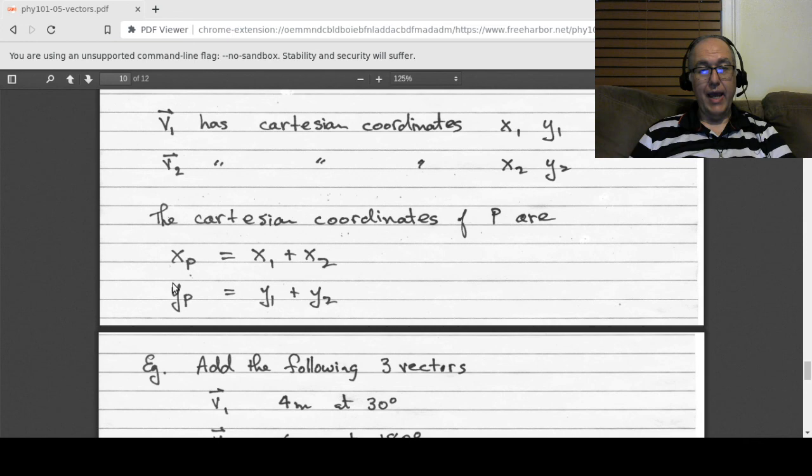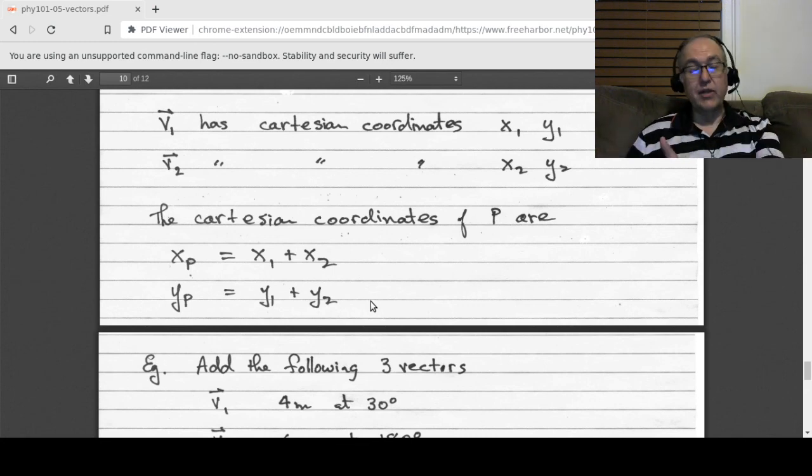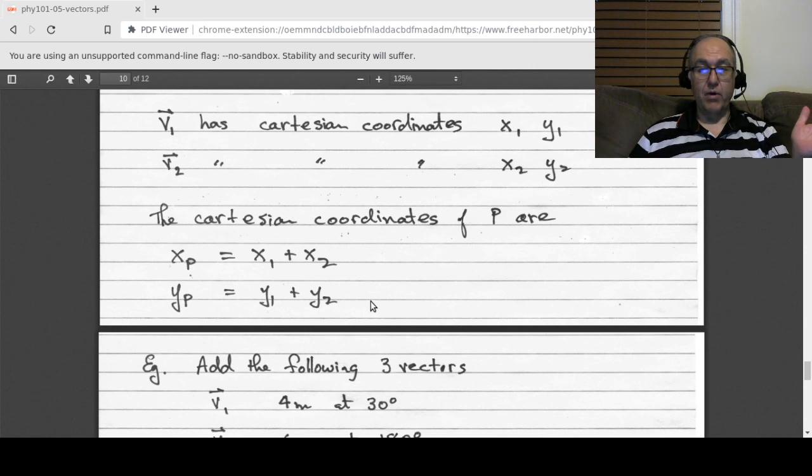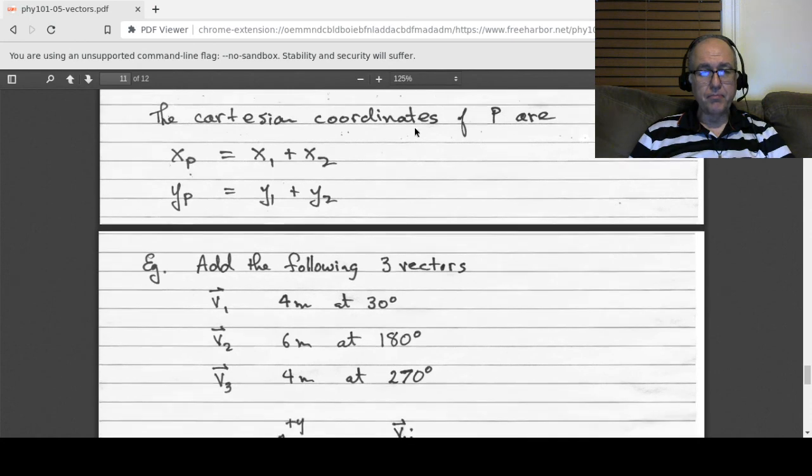So the x component of P is just x1 plus x2, and the y component of P is just y1 plus y2. In other words, if you have a bunch of vectors, convert them to Cartesian, and to get the resultant x component, just add up all the x components of all the vectors. And to get the resultant y component, add up all the y components of all the vectors. It's that simple. Okay? So let's do an example.